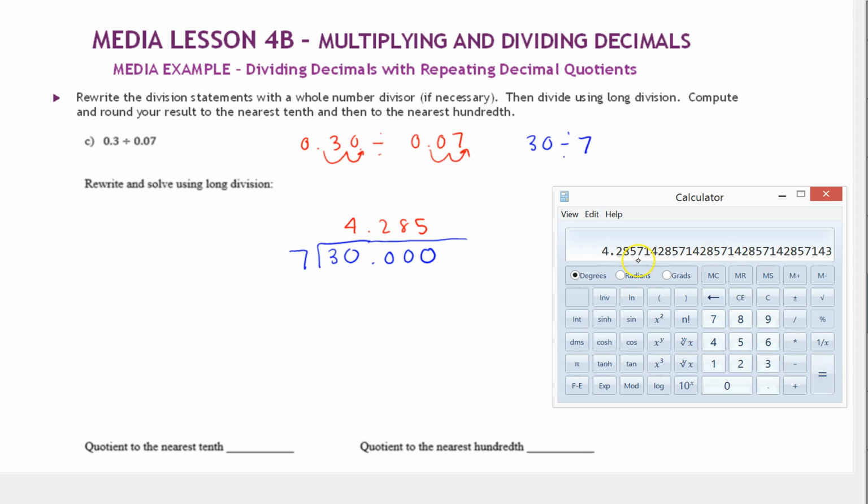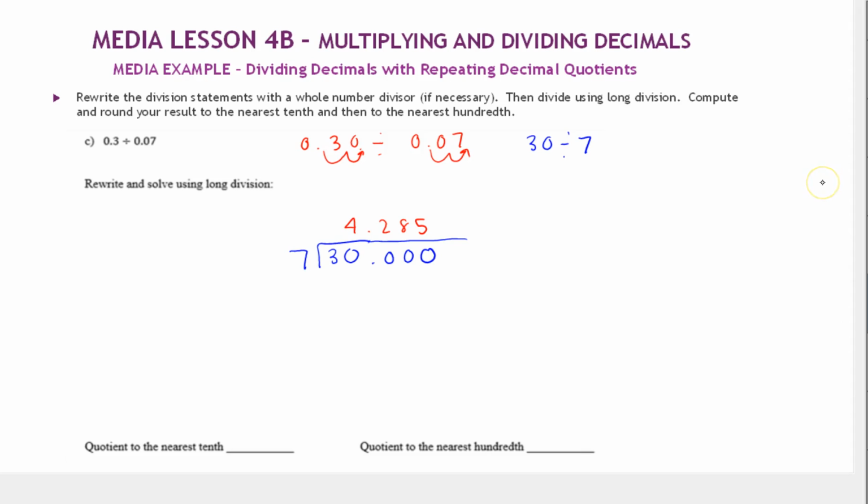And it's nice to look at the calculator because we can see how it's repeating. The repeating part is we have 285,714, 285,714, and notice it's going to repeat that forever and ever. So that's why this is a repeating decimal, and that's why we're rounding our answers. So to the nearest tenth, again, looking at the hundredths, we round up 4.3. And to the nearest hundredth, look at the thousandths place, round up 4.29.